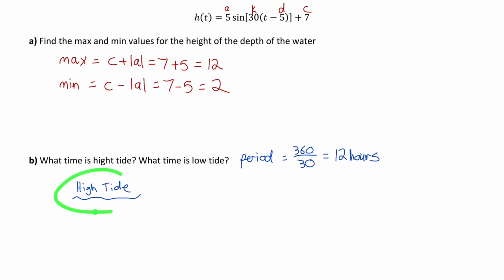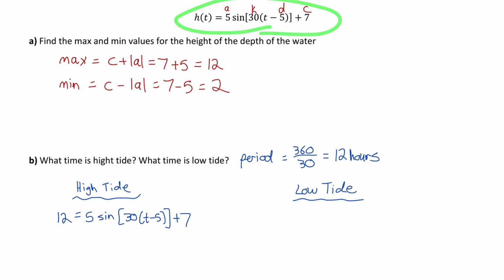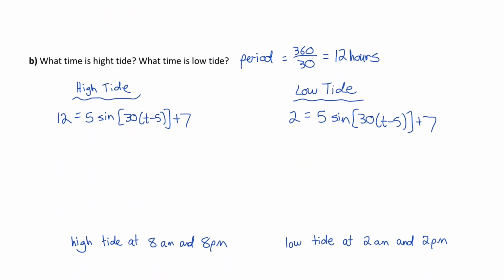When solving for the high tide, I'll start by rewriting this equation, but setting the depth of the water to the max depth, which is 12. And then if I wanted to solve at what time is the low tide, I would rewrite this equation, but set the height to the min height, which is 2. And now I just have to solve both of these equations for t, and I should get the first answer for both of those equations, and then use the period to find the second answers.